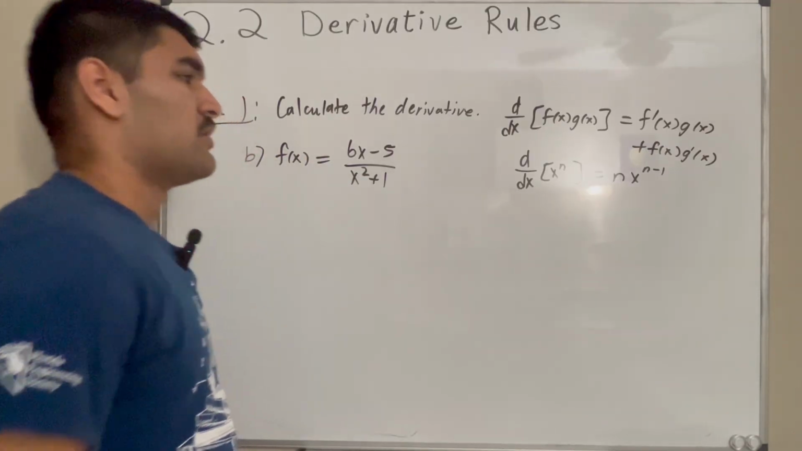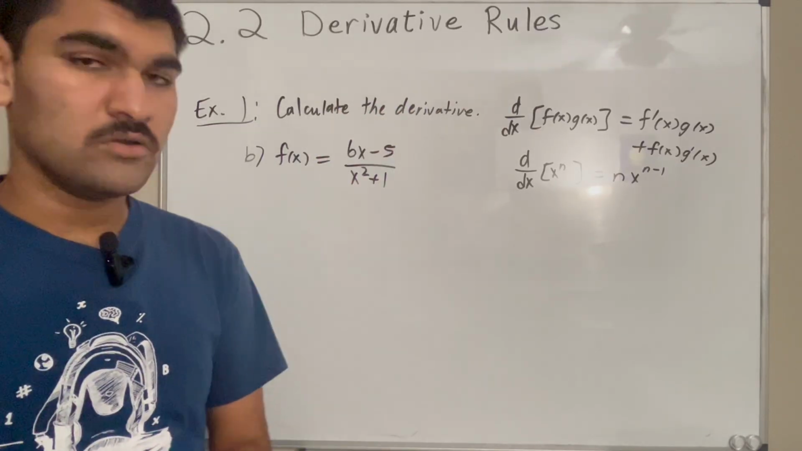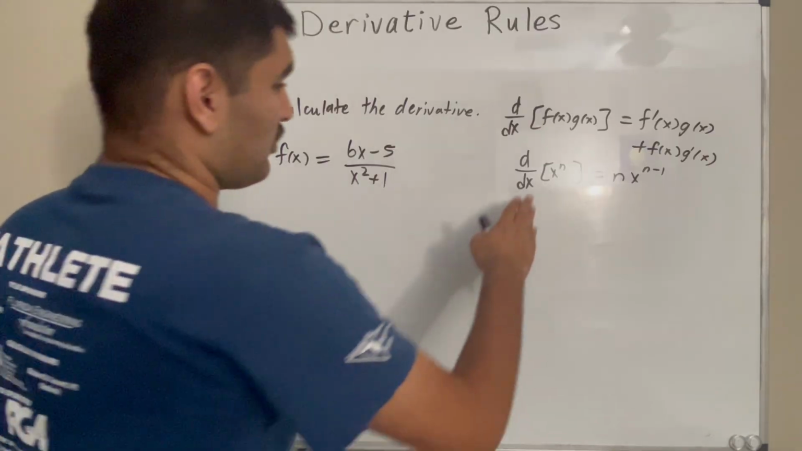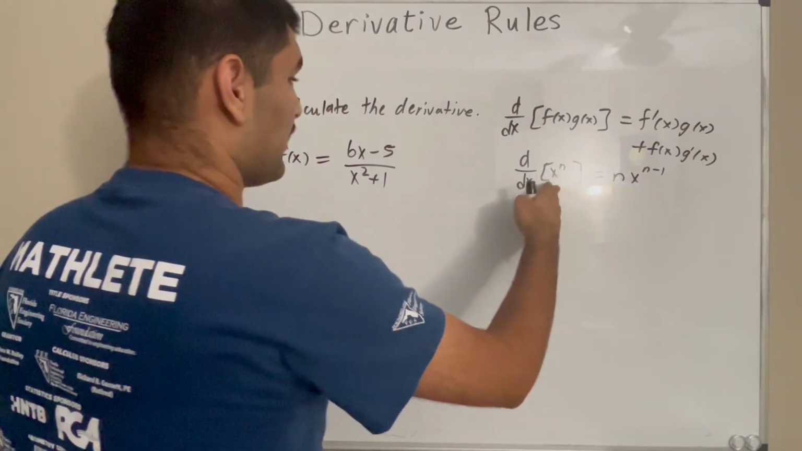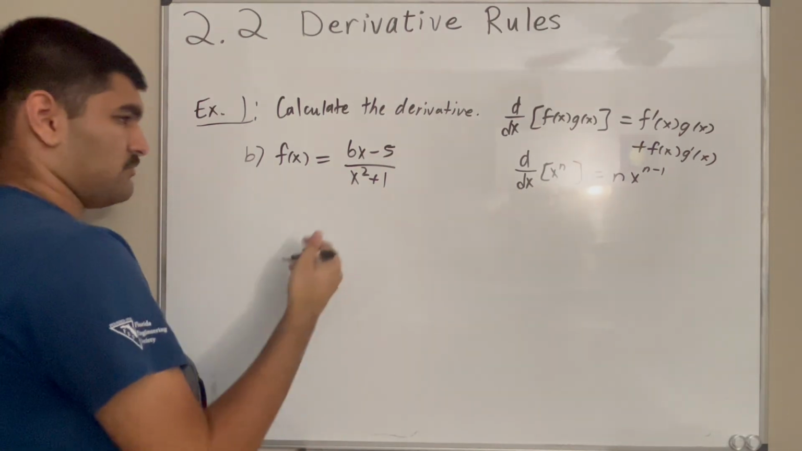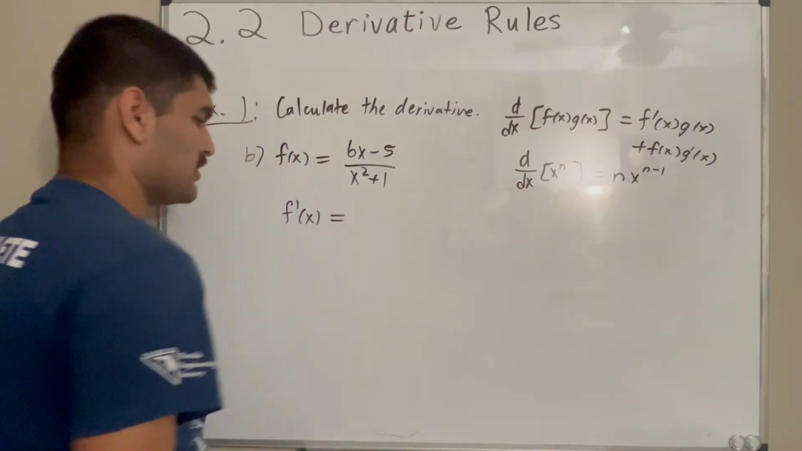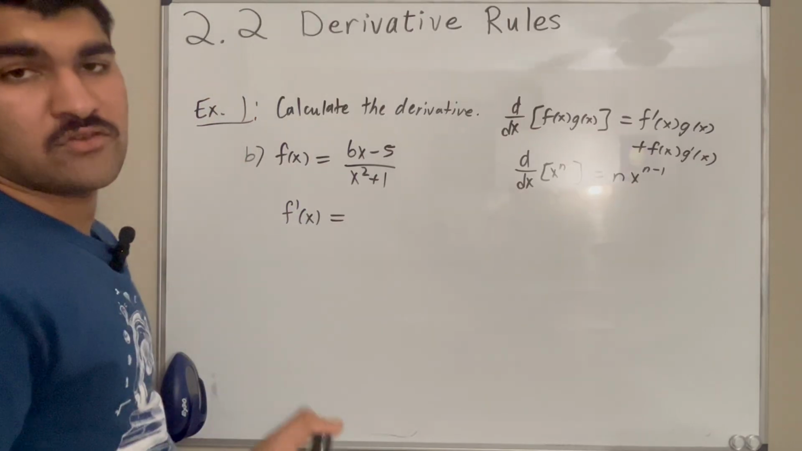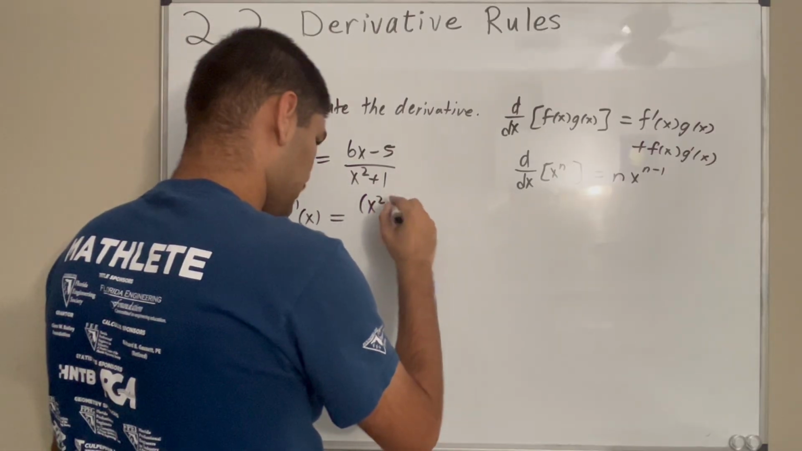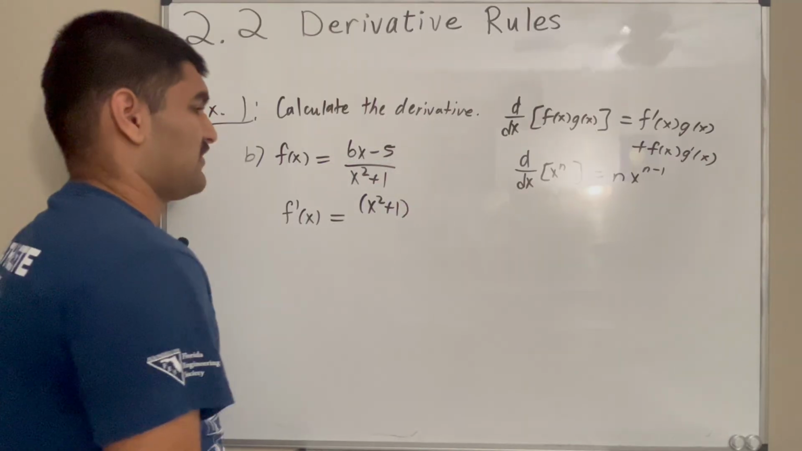So remember, the quotient rule: low d high minus high d low, all over the square of what's below. Okay. And then we will also apply the power rule to help us find the derivative. So f prime of x equals. So low d high. So we keep the low function. So I'm just going to keep x squared plus 1 d high. So then we take the derivative of 6x minus 5.